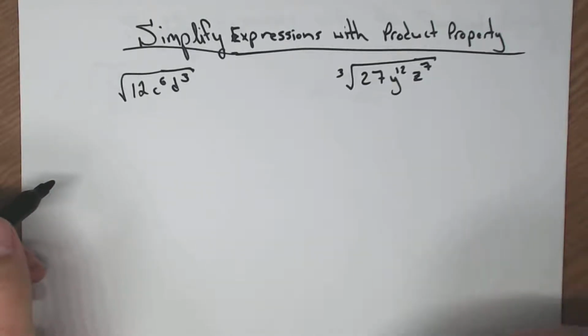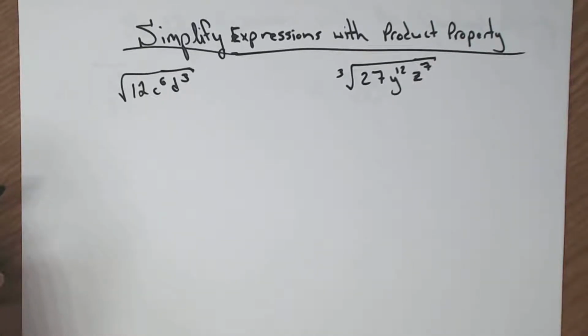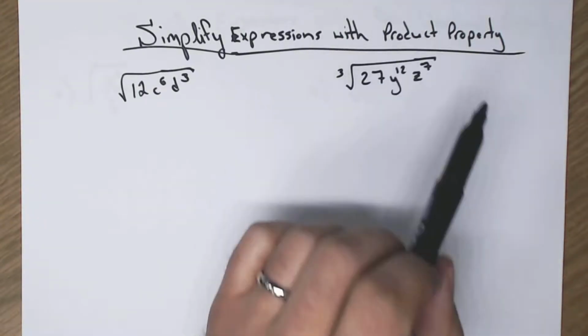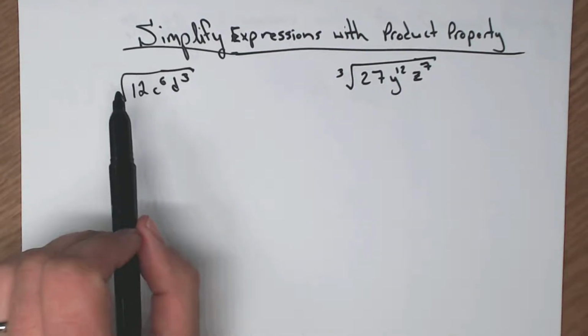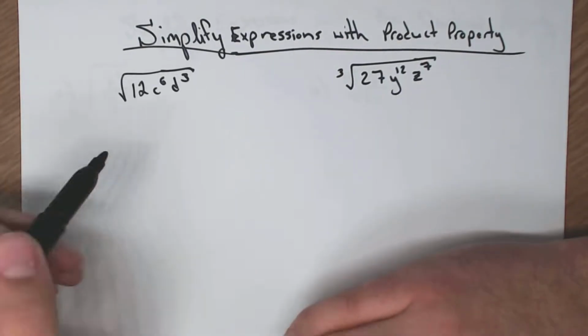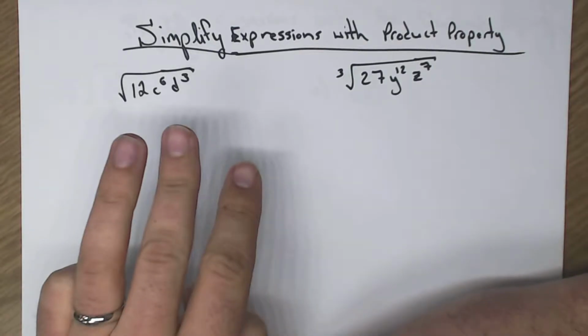Hello everyone, this video is about operations with radical expressions. This first one is going to be simplifying expressions with the product property. First thing we need to do is take this large radical, and in this case it's the square root, and we're going to split it up into 3.